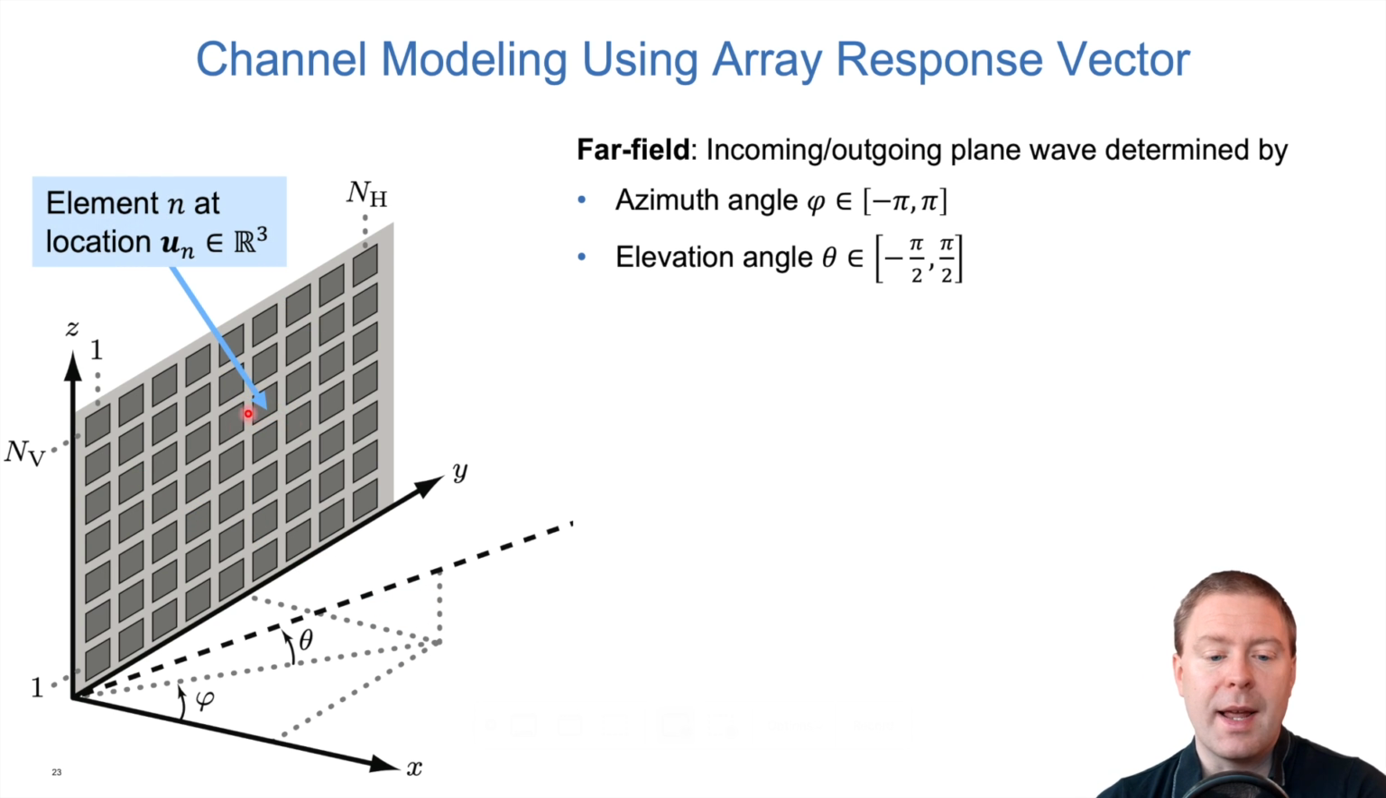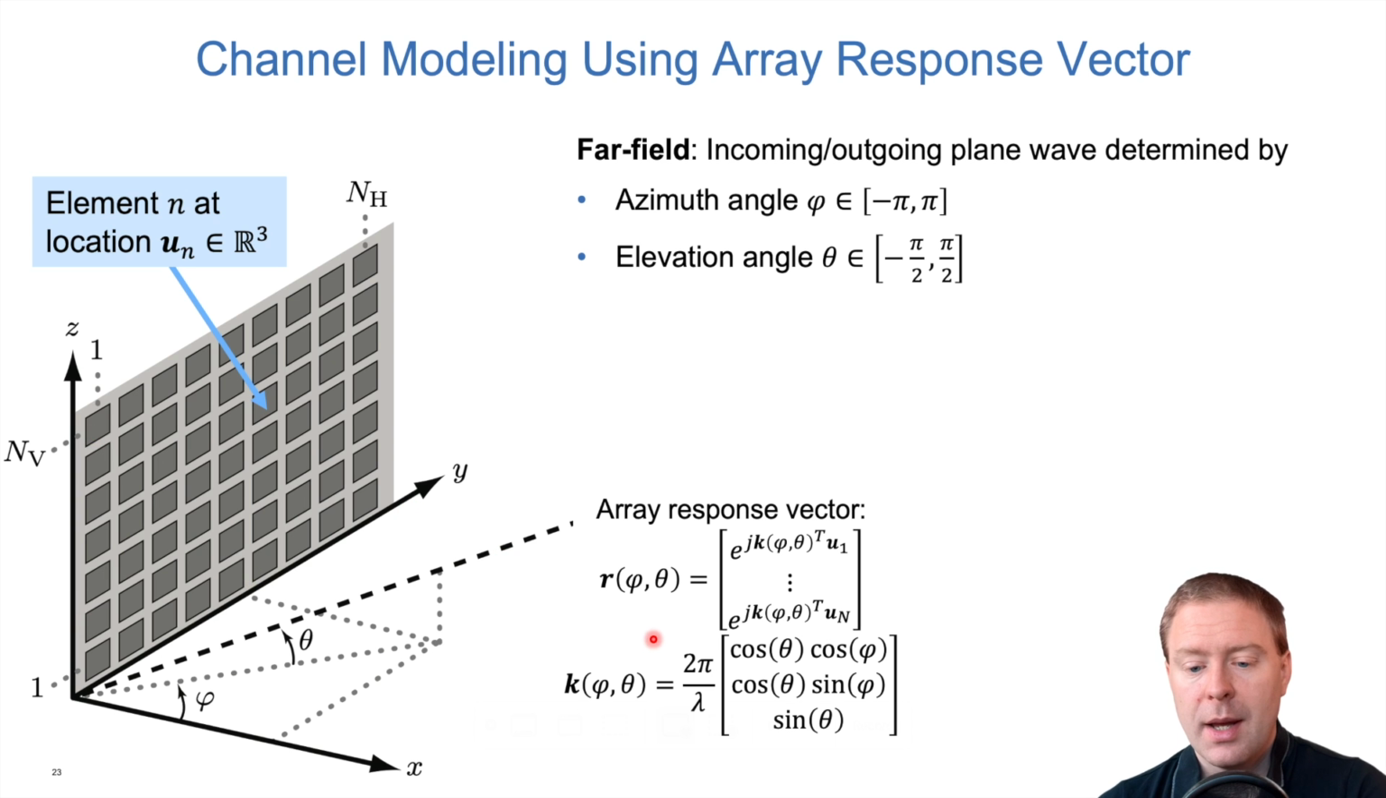So consider an element here at location u_n in 3 dimensions, and it is in the YZ plane. Well, then if a signal comes in with a combination of azimuth and elevation angles, we can determine the phase shift at each point here on the surface and relate them to each other, because that is important. It's the same wave from that angle that reaches all the different elements. And we can define what is known as the array response vector, which describes the relative phase shifts over the different elements with respect to an element in the origin.